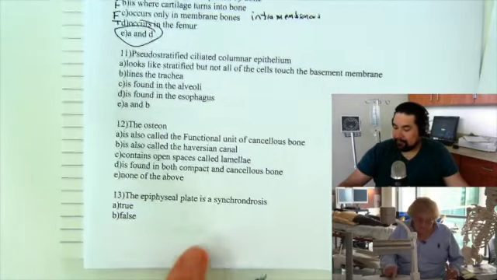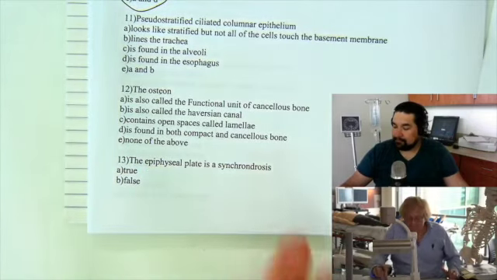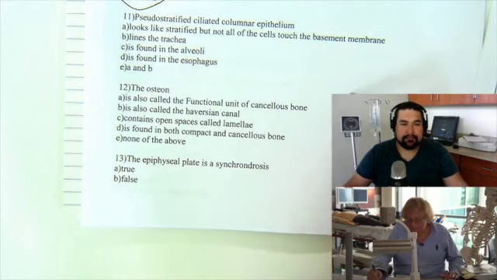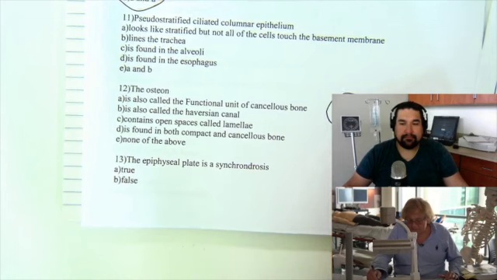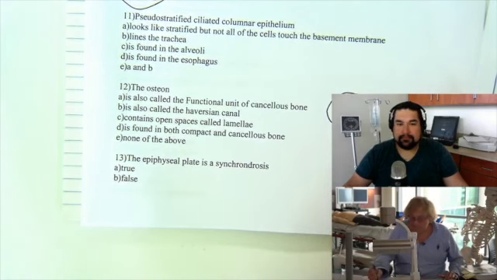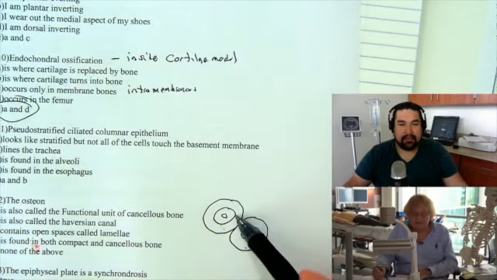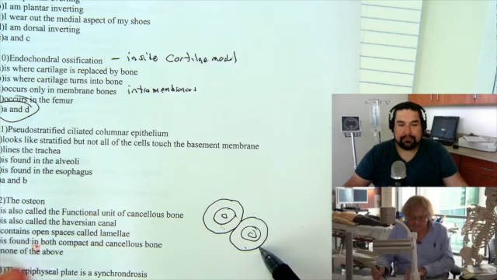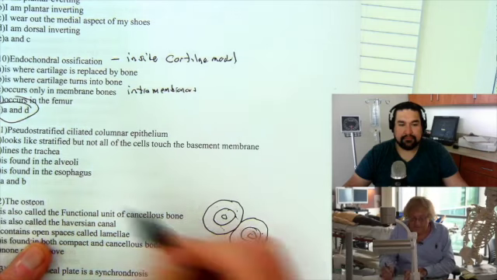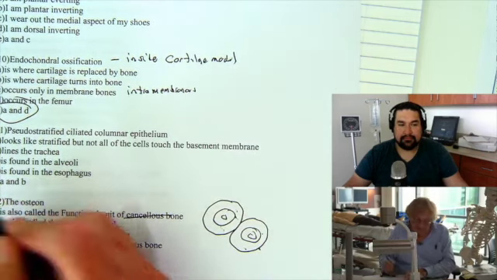Let's just look at 12, I guess, while we're at it. Number 12, osteon. The osteon is something really important to understand, and I've drawn it before, and you can look in the book at it. Very simply, just draw a couple of concentric ring circles. Each one of these is considered to be an osteon. So that's an osteon, and that's an osteon. Now it says it's the functional unit of not cancellous bone, but compact bone. So that's false. It can't be A.